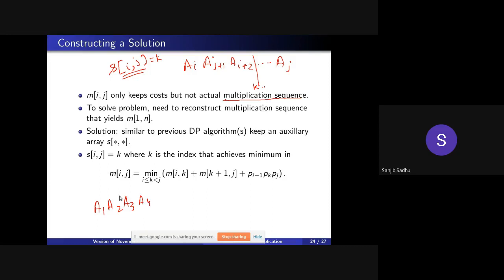In this case, suppose I need to first split here so that I will get the minimum. So that means this is 2. So S 1 to 4 will be 2. This gives the value of K where I should split. So S_ij is K. That K is the index that achieves the minimum in this case.